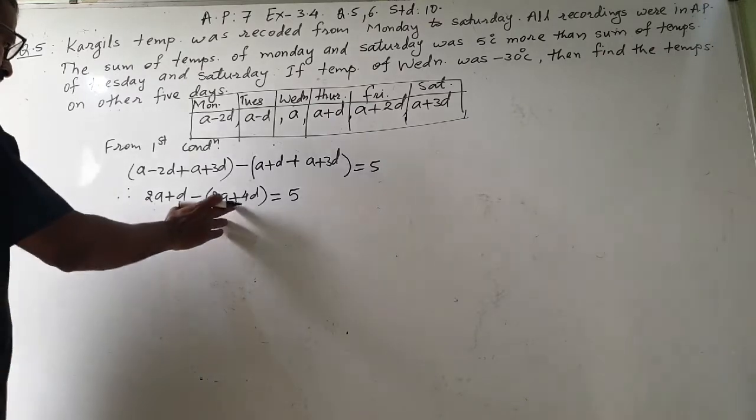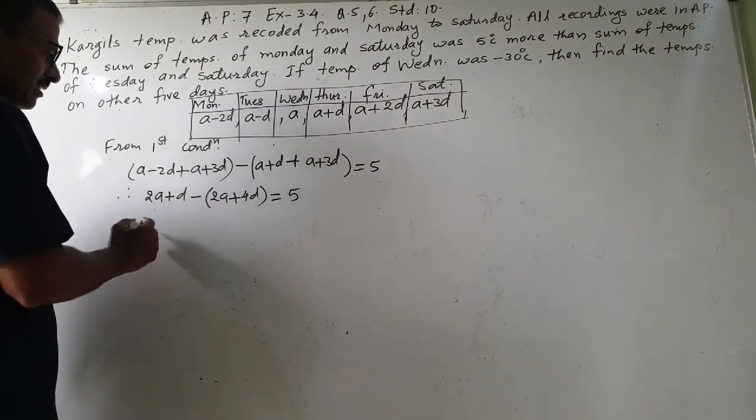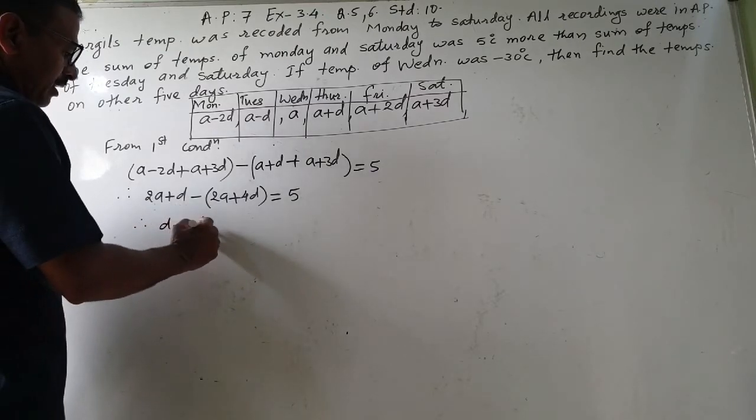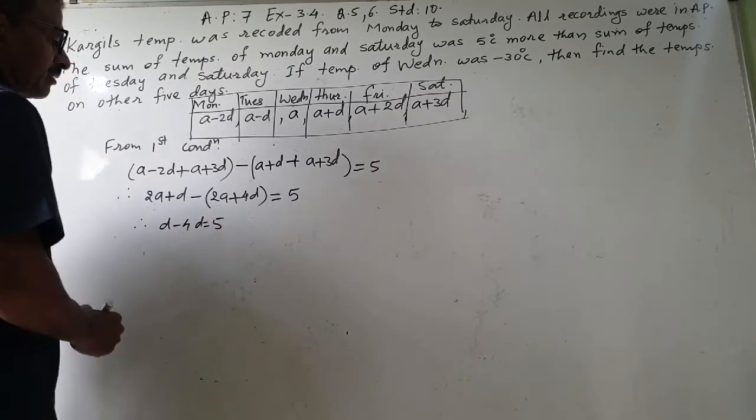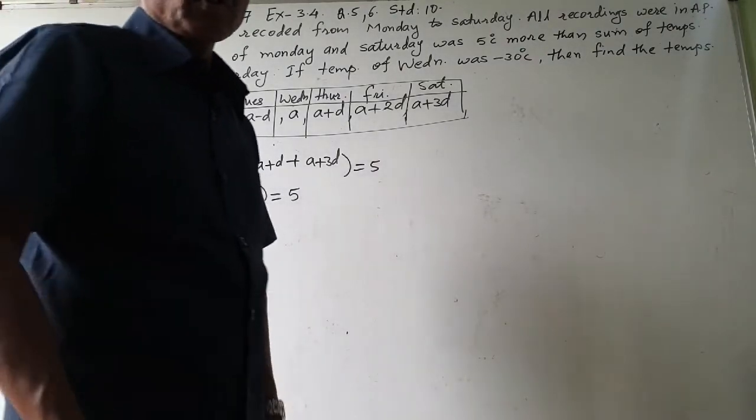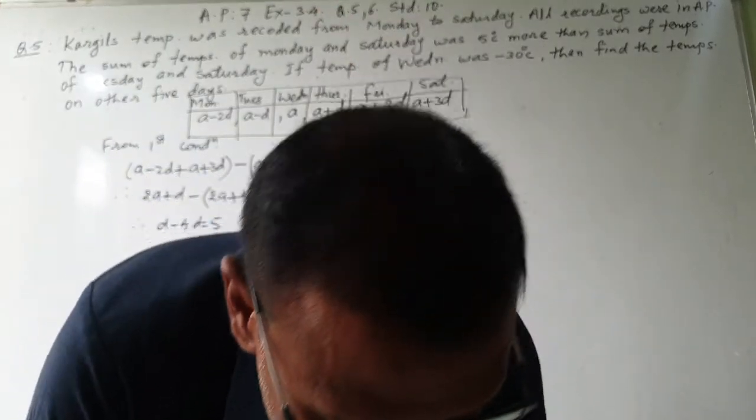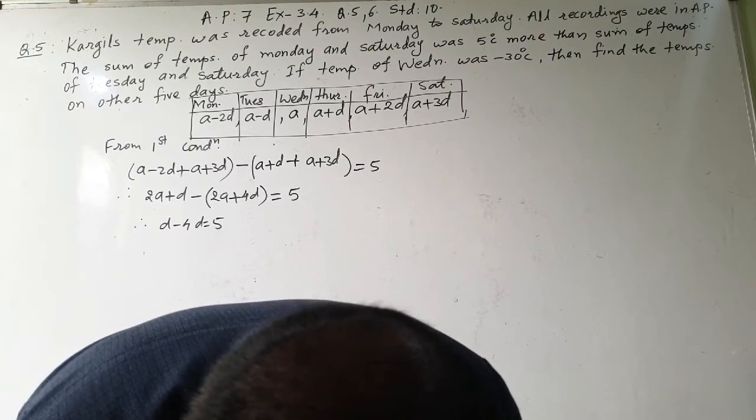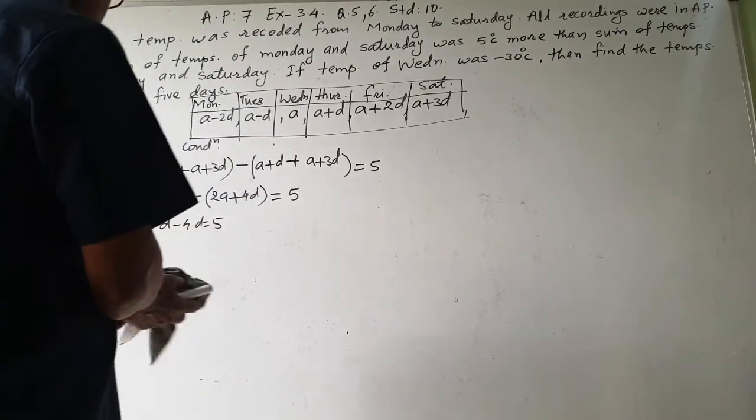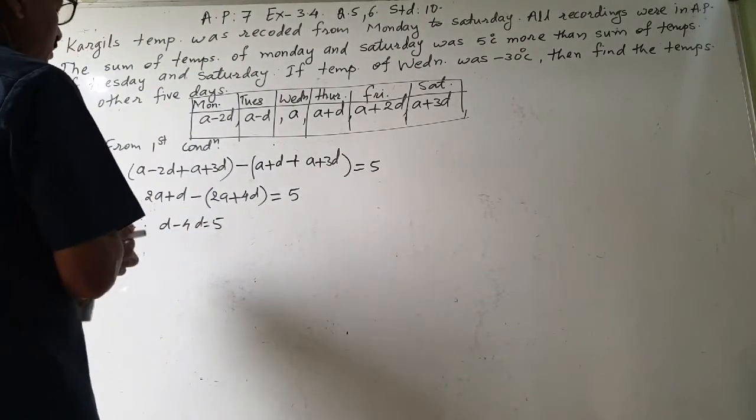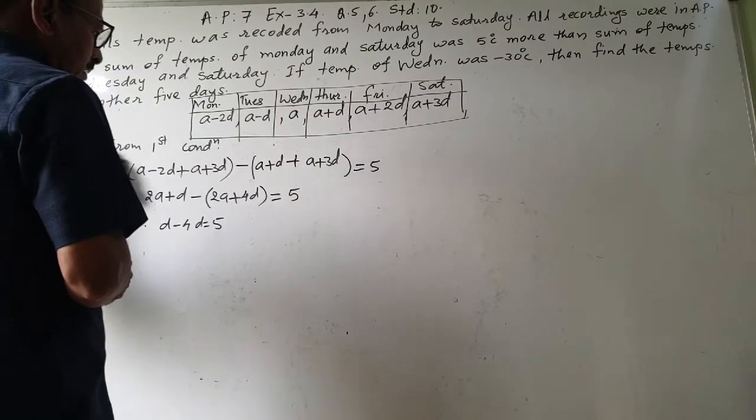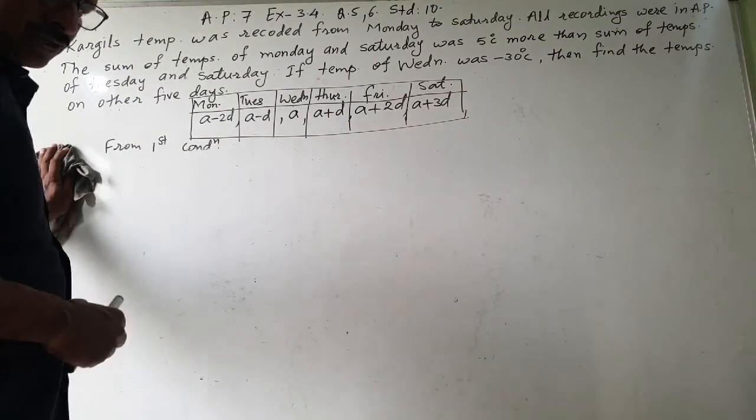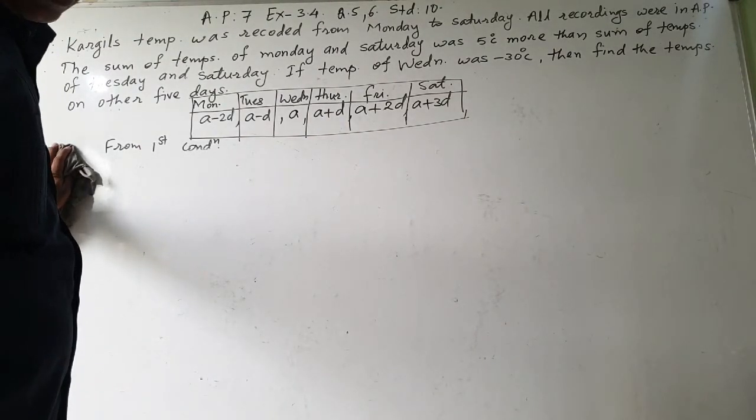Got it. So this 2A will get cancelled. So D minus 4D is equal to 5. That way, this is the idea of solving these sums. Otherwise, this will be difficult for you. This way, I will go on doing it now. So, you have understood this well. Hope that you have understood.